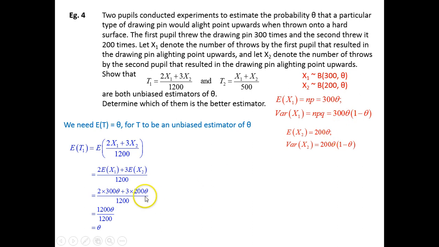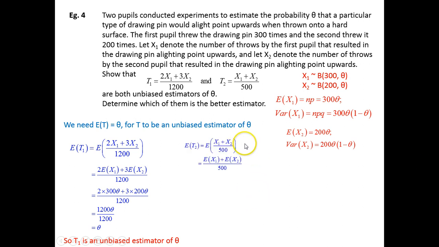Expected value of x2 is 200 theta. So we have 600 plus 600 giving us 1200 theta over 1200, which is theta. Therefore, T1 is an unbiased estimator for theta.